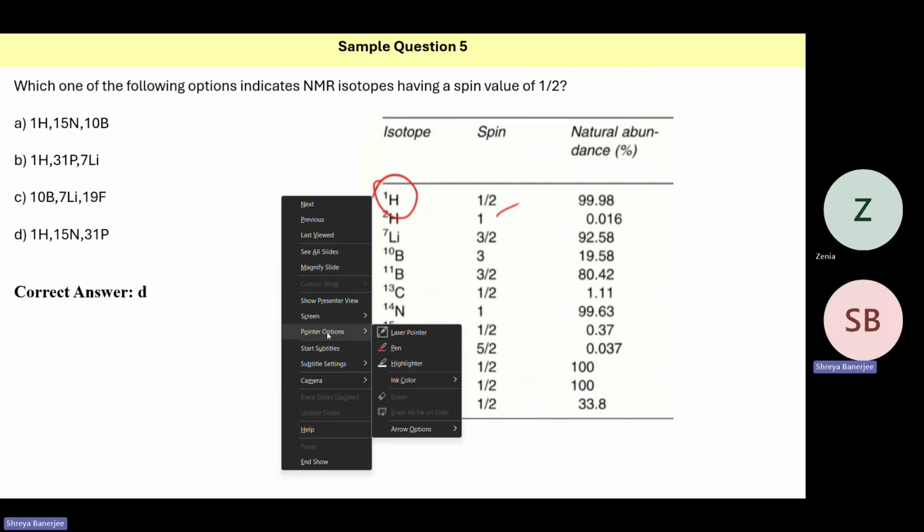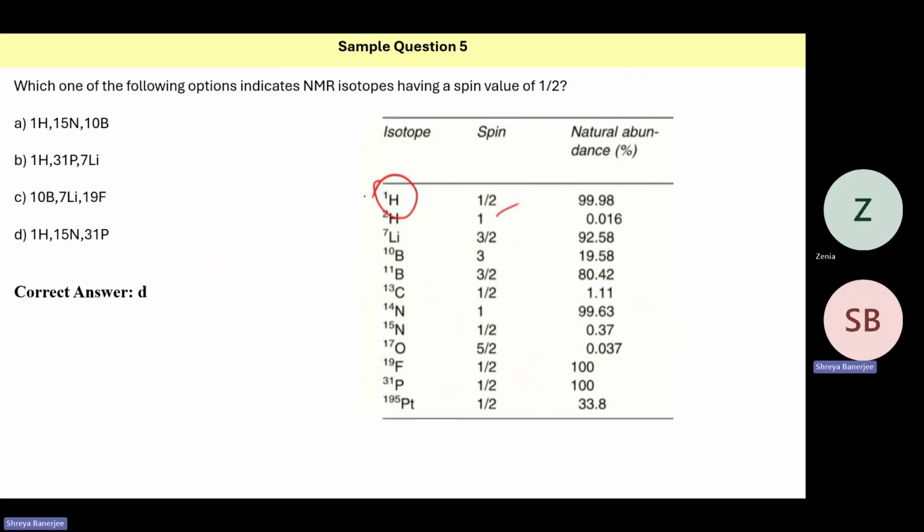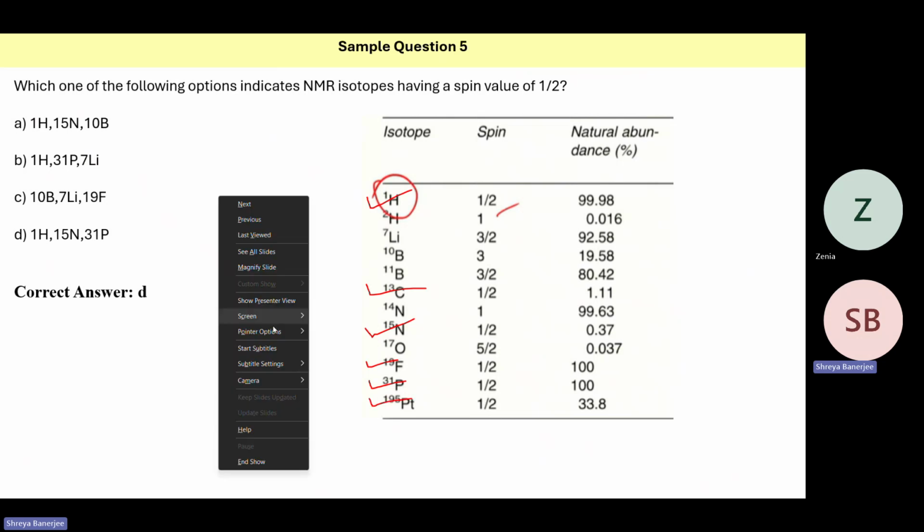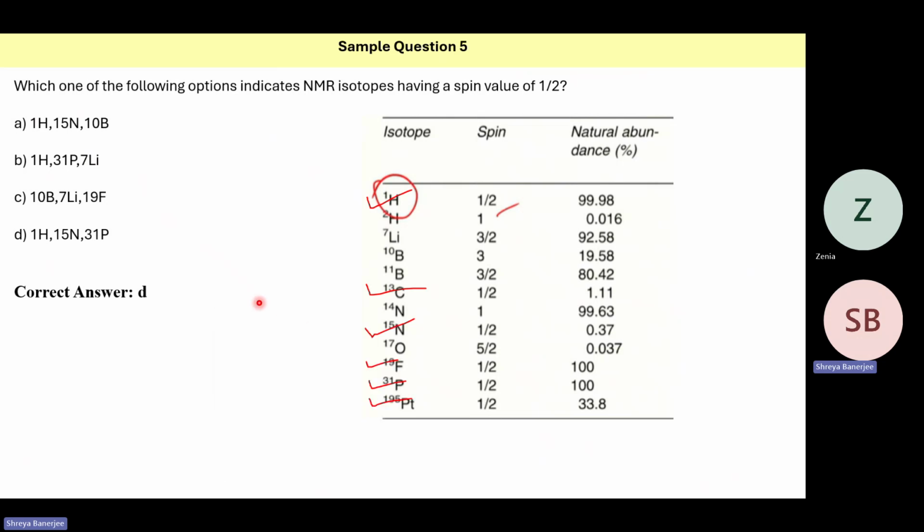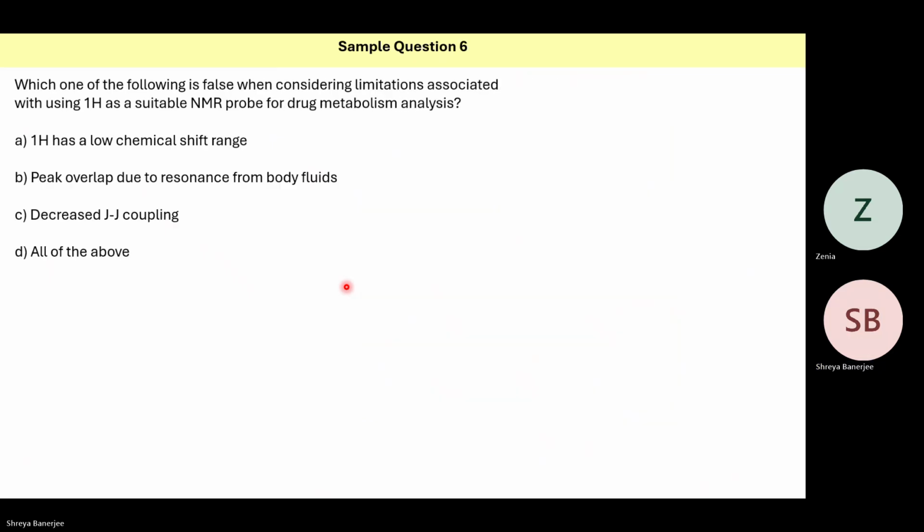You can actually remember the nuclei that have spin of half, since that is the most common that is used. So 1H, 13C, 15N, 19F, 31P, and this. You can just remember the nuclei to answer questions like this.